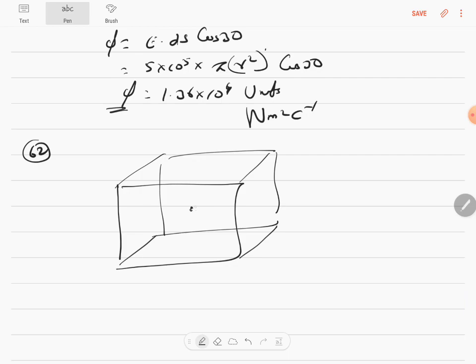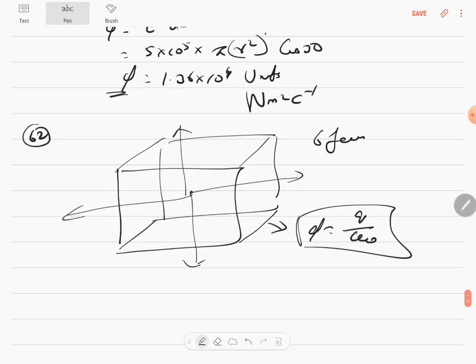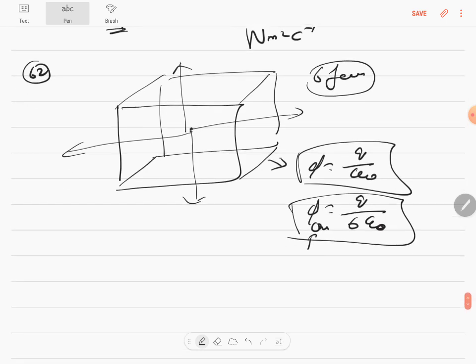Electric field lines will emanate from a positive charge and be normal to the surface. It will come out in all directions, along all the 6 faces. The question is, what is the flux through each face. There are 6 faces totally, and the total flux coming out of this cube is Q by epsilon naught. So for one of the faces you just divide it by 6, so the flux through one face will be Q by 6 epsilon naught. That's one question.